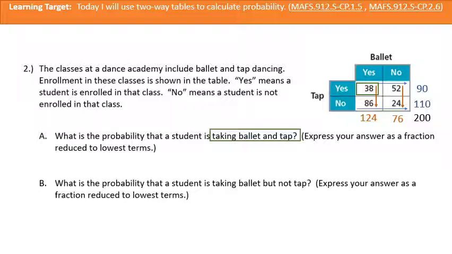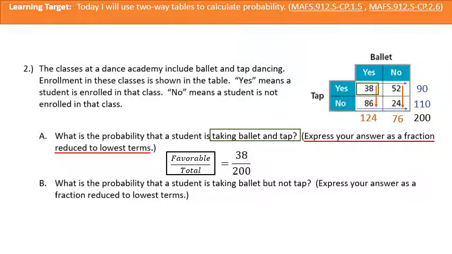Okay, so what is the probability that a student is taking ballet and tap? All right, so ballet and tap. So if they're taking ballet and tap, that means they're going to respond yes to ballet and yes to tap. So we look at where we have yes and yes, and you can see the green box is now on 38. So 38 people have said yes to taking ballet and tap. Okay, express your answer as a fraction in lowest reduced terms. Notice that word reduced, so we're going to have to simplify. Okay, what is probability? Number of favorable outcomes over total outcomes. So we're looking at 38 over 200.